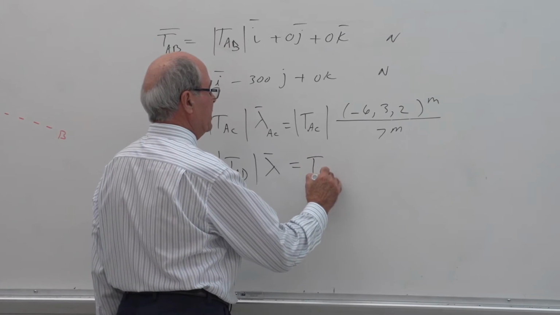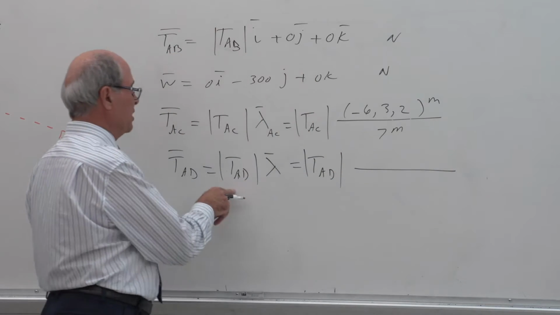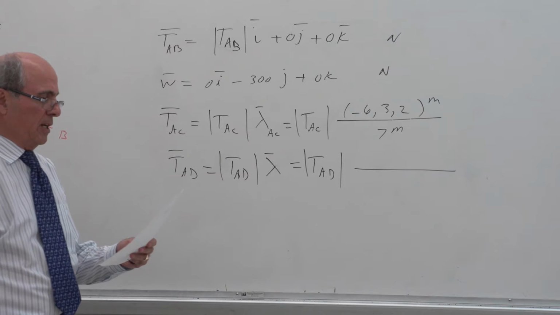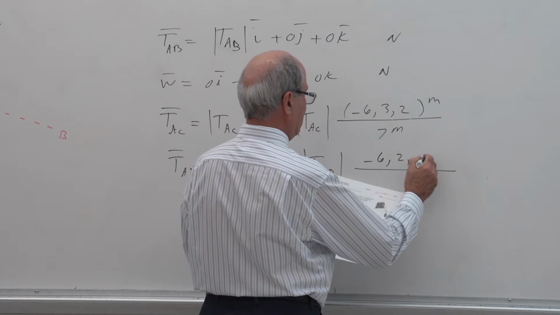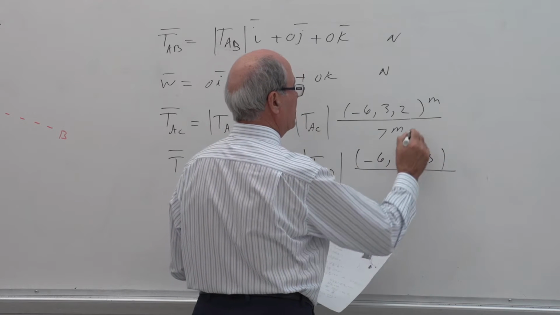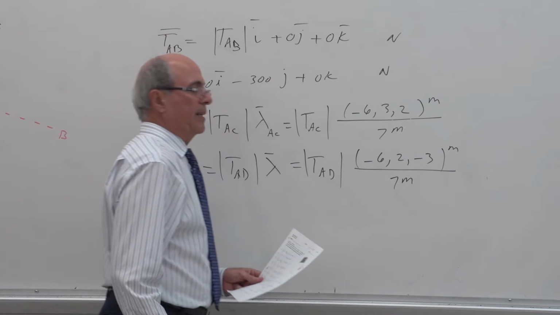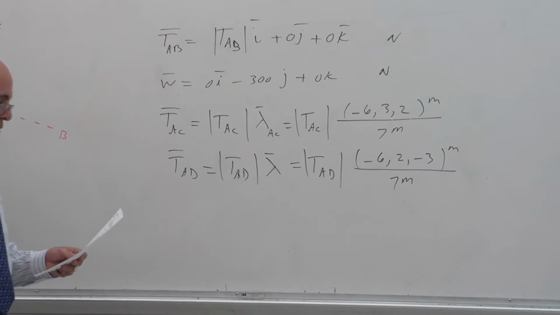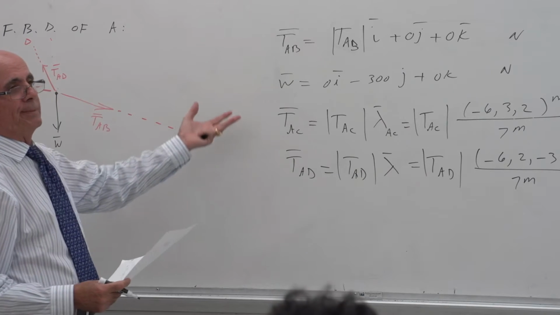Anyhow, again, the same format. You use TAB magnitude times, again, coordinate of D minus coordinate of A, which this time is very simple: minus 6, 2, and minus 3, meter over meter, and we leave it at that. This was really what I asked you to do.